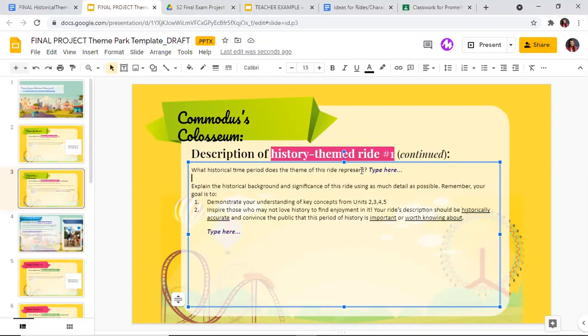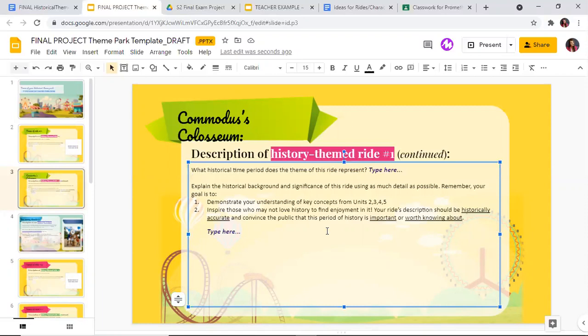You want to make sure you tell us what time period this ride represents, and then make sure that you're demonstrating your understanding of the key concepts from units 2, 3, 4, and 5. So if you had chosen to do Commodus's Coliseum, that's from unit 2, you're going to make sure that in your description of your ride, you tie it back into the specific factors that contribute to an empire's rise and fall. A roller coaster kind of is a great ride for something like that, right?